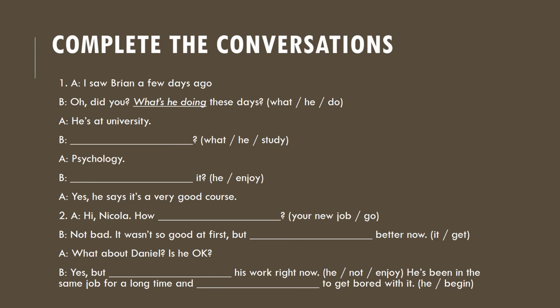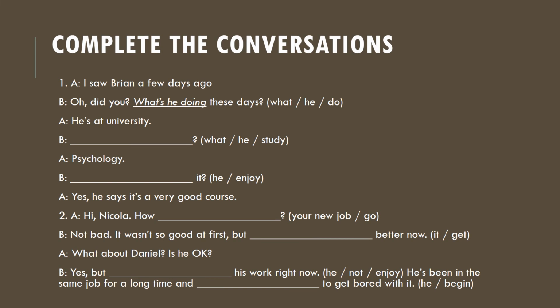Now let's see 2. Hi Nicola, how your new job go? Go, so your new job go. So here I have a change, which means I must use present continuous. So how is, because the subject is singular. So how is your new job going? Not bad. It wasn't so good at first, but it gets. Now it is getting better. We have a change. Get is a verb that requires a present continuous.